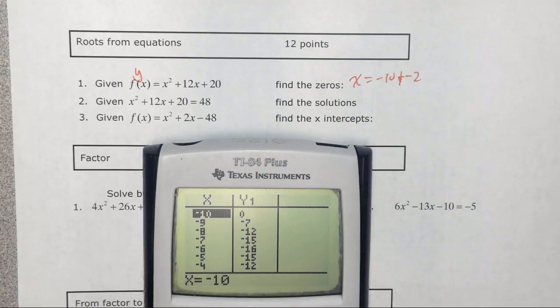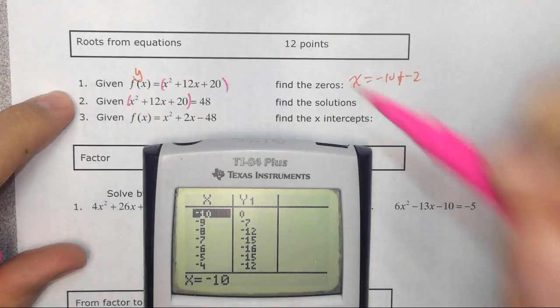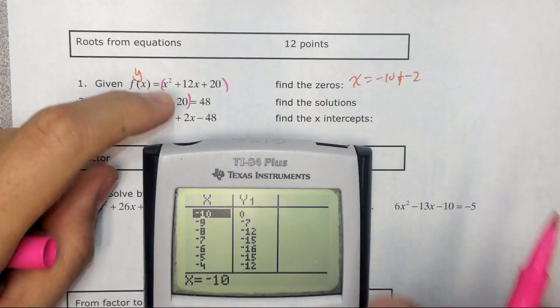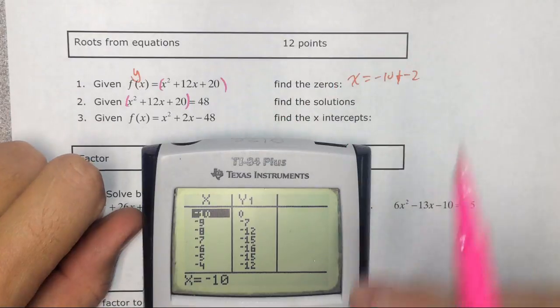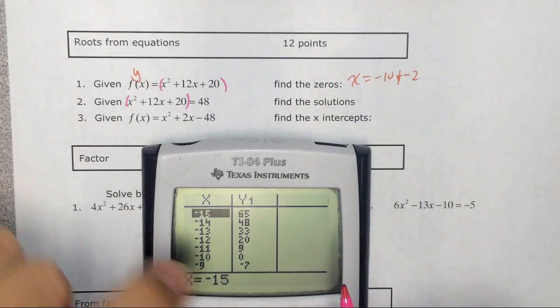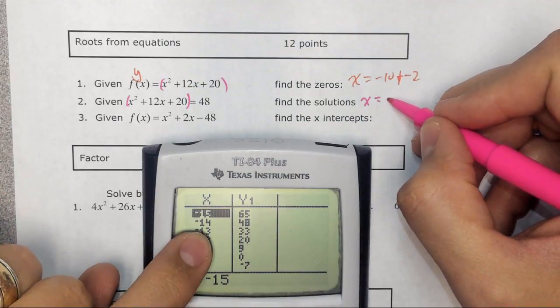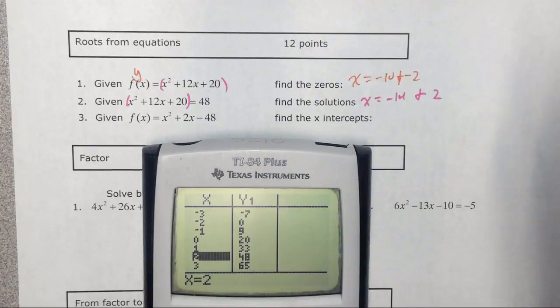Next one. If you look at it closely, you'll see that this is the same. This part and this part are the same. So it's the same quadratic trinomial, except instead of finding where it equals 0, we want to find where it equals 48. So I'm going to continue going this way. There's 1, 48 there, so we have negative 14. And let's see if we can find the other one. We should have another one right here at 2.